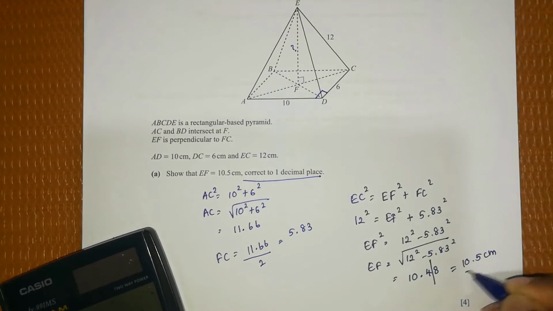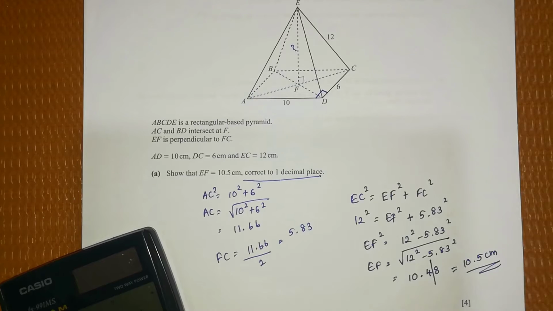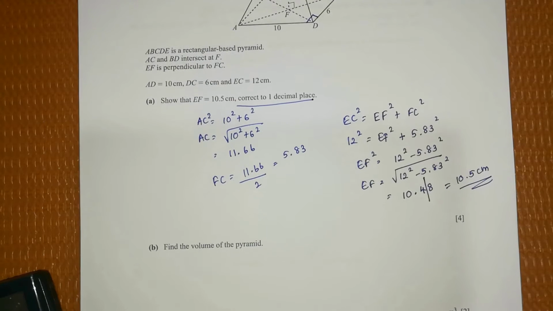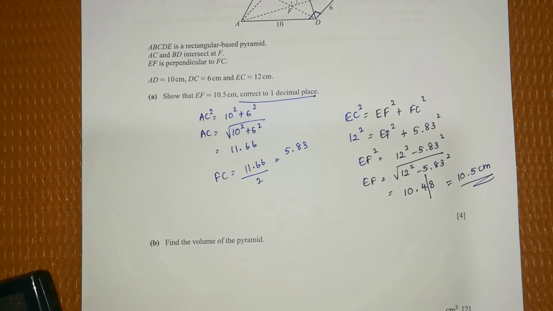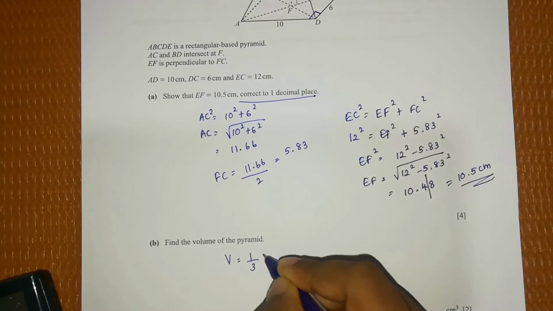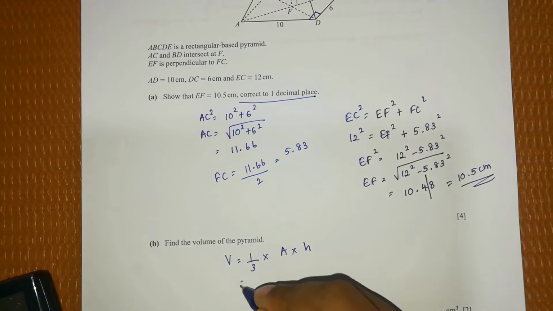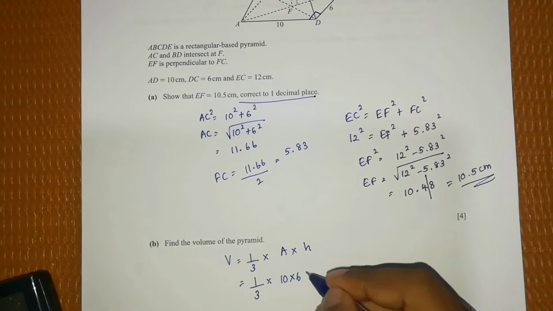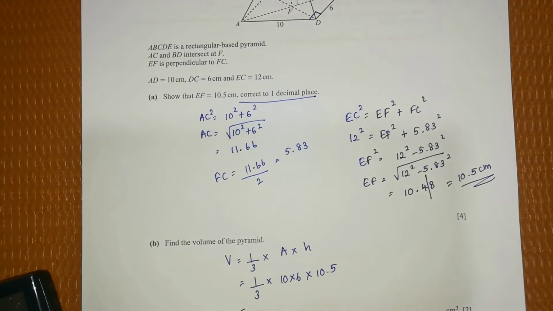These questions are easier because you already know the answer. You just have to show it here. Part B, find the volume of the pyramid. It is actually not a hard question because you are already given the formula. The volume is 1/3 into the base area into the height. 1/3, base is a rectangle, so area can be found, 10 into 6. Height you found in the previous part, 10.5. So the answer is 210 cubic centimeters.